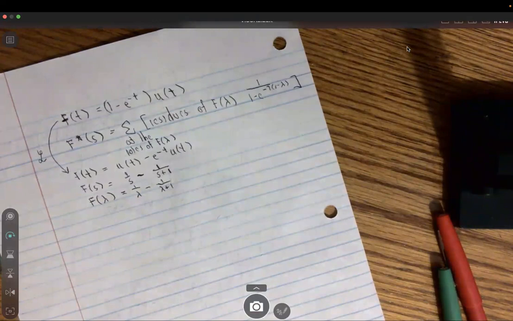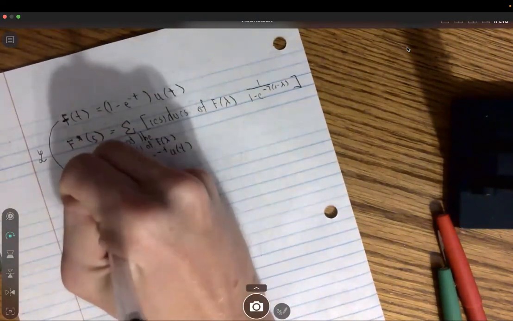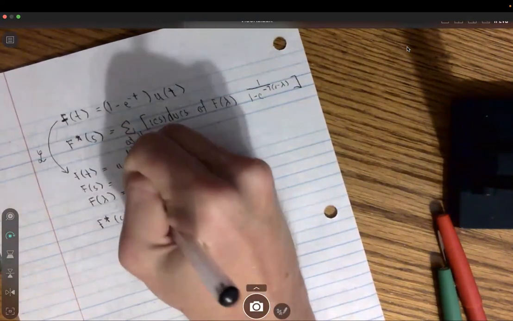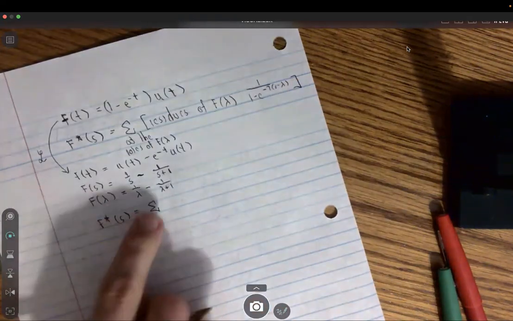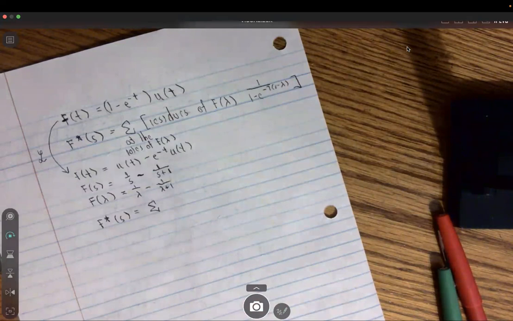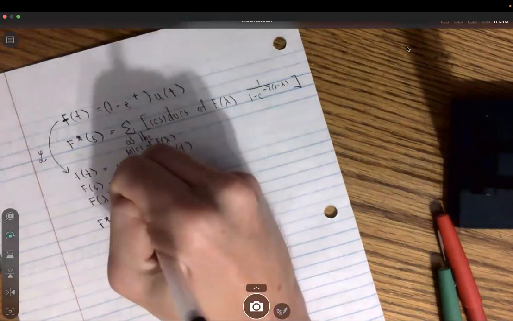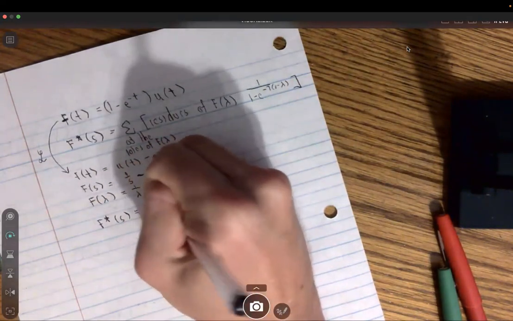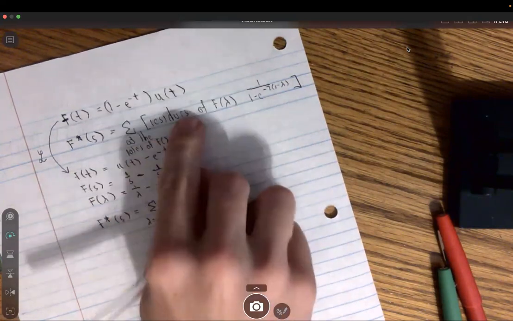Okay, now that we have that, we get our f star of s is equal to, and then what we're going to have here are poles at 0 and at -1, right? When you make that denominator equal to 0, you get lambda equal to 0 and lambda equal to -1. So that's where my poles occur.